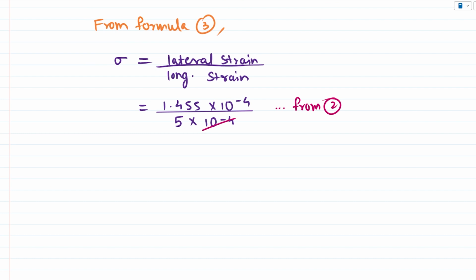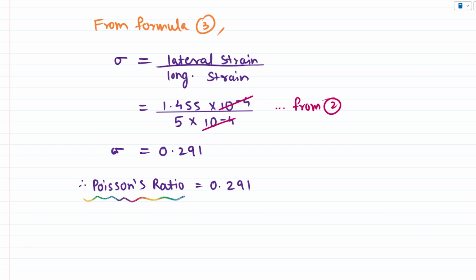So one thing we can do is cancel 10 raised to minus 4 from numerator and denominator. And if we divide 1.455 by 5, a quick division gives us 0.291. So that's the value you get if you divide 1.455 by 5, and this is our Poisson's ratio. So let me just write it. Therefore, the Poisson's ratio for our wire is 0.291. And Poisson's ratio is a unitless quantity, as it is the ratio of two similar quantities. So no units for Poisson's ratio.